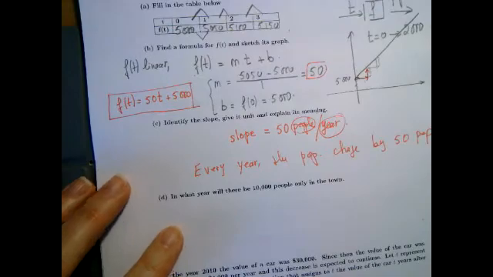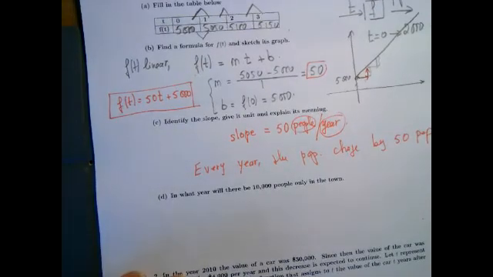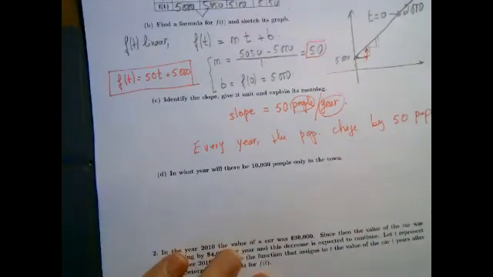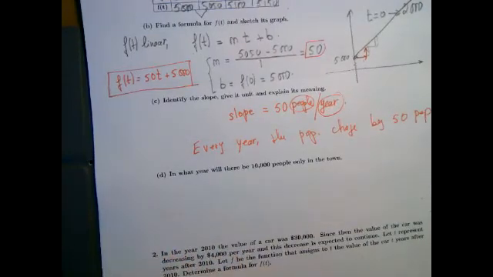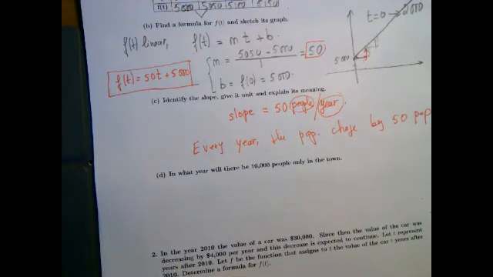In what year will there be 10,000 people in the town? What am I asking about? When will there be 10,000 people? 2100. How did you get that? I just did 50 times 100. Okay, I don't want that.